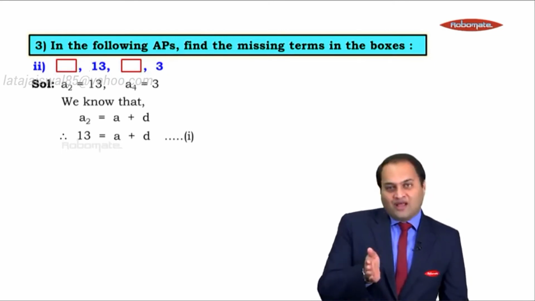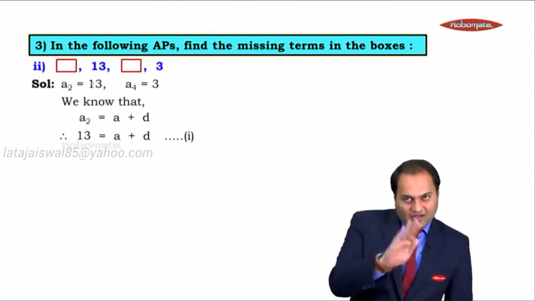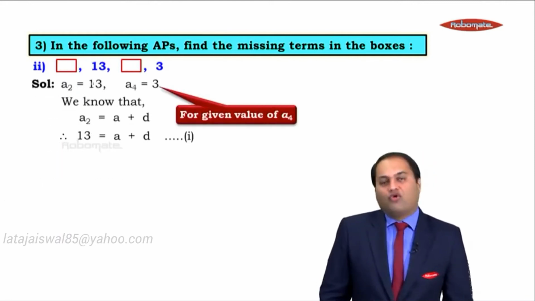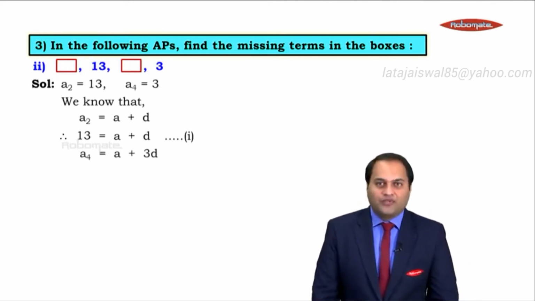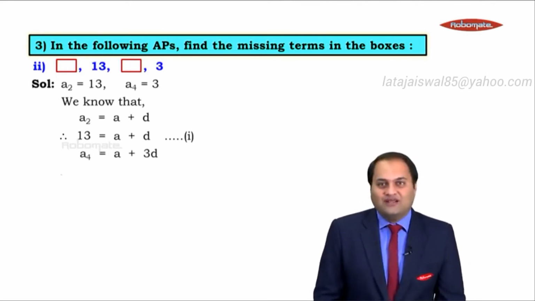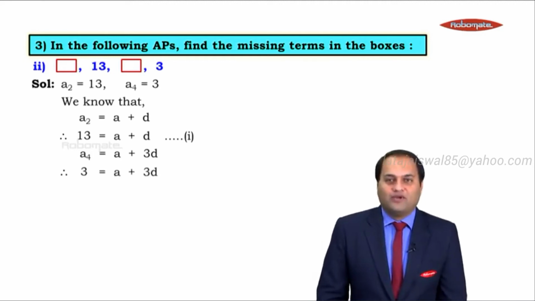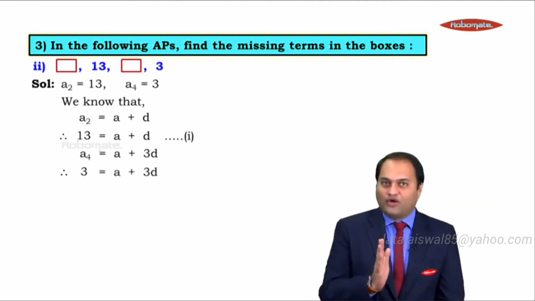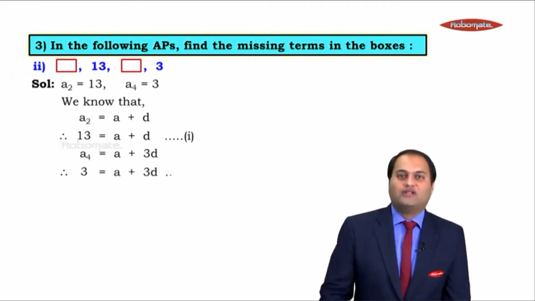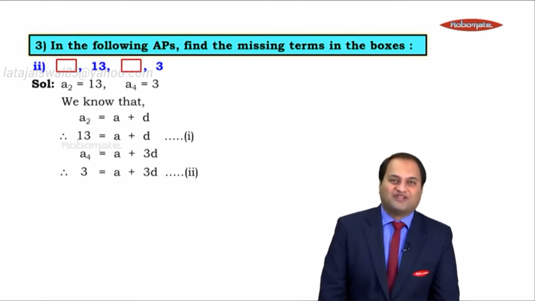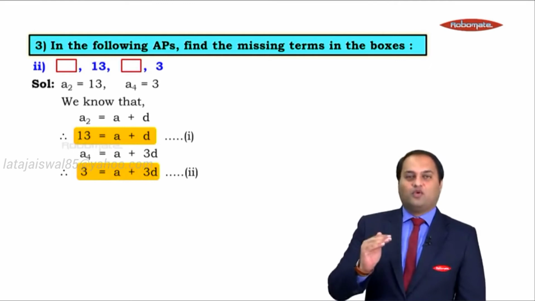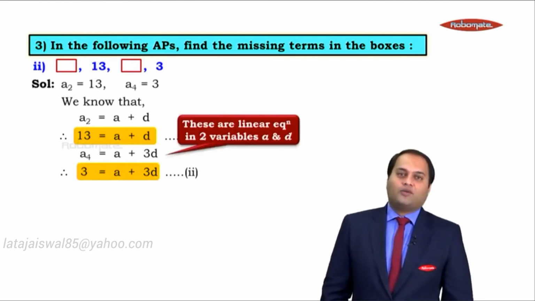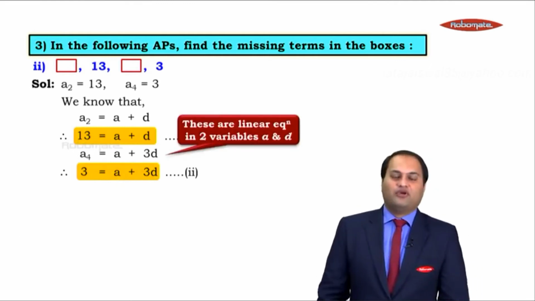Right? Once A2 is done, now let's move on to A4. For A4, we know that A4 is equal to A plus 3D. The value of A4 is 3, so we get 3 is equal to A plus 3D. Again, we don't know A, we don't know D, we can't do anything here. We are getting one more linear equation in two variables, right? So here you all can see equation 1 and equation 2 are basically linear equations in two variables A and D.